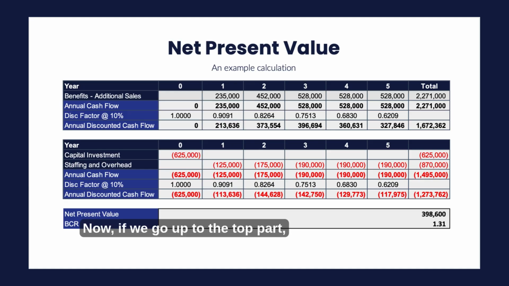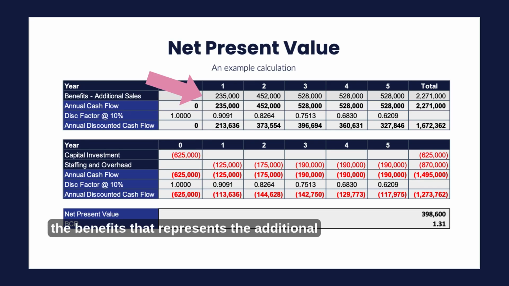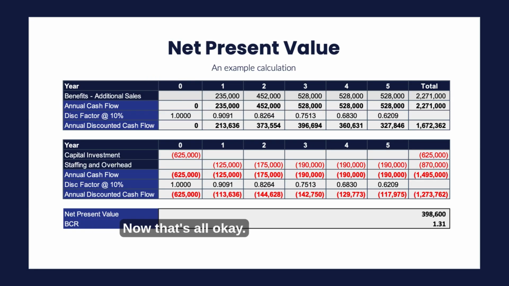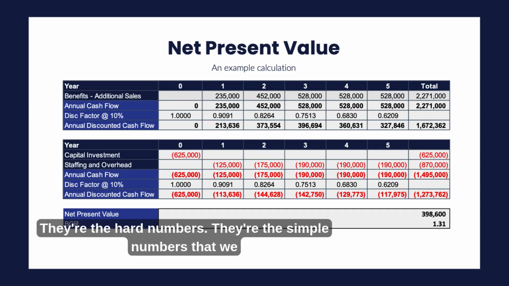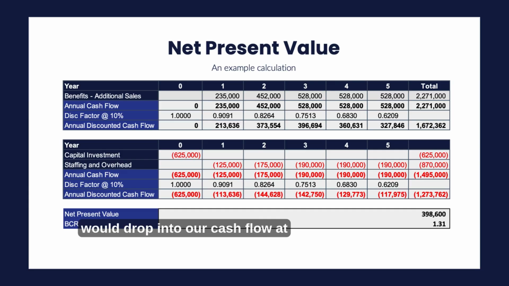Now, if we go up to the top part, the benefits, that represents the additional sales. So see, they don't all come on board immediately at the end of year one. We assume it takes us half a year to get the system up and running, and the new product ready to go. So we get those sales going up. We'll receive $235,000 in year one, then increasing to $452,000 in year two, and then maxing out at $528,000 in years 3, 4, and 5. Now that's all okay. They're the hard numbers. They're the simple numbers that we would drop into our cash flow and at the start from here.